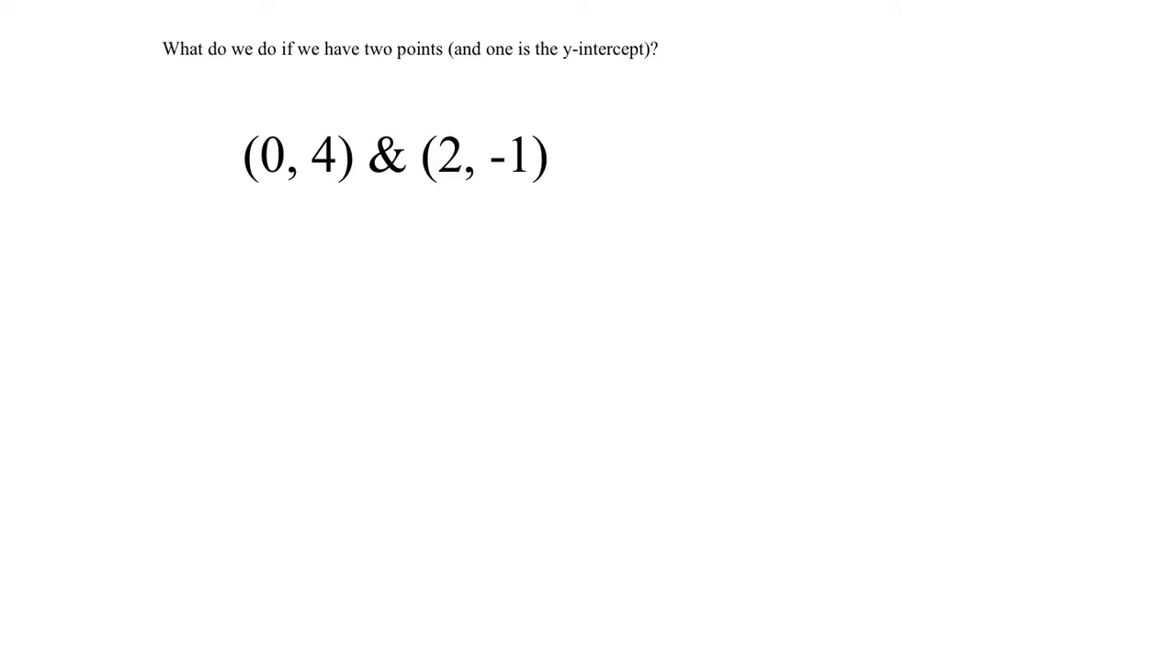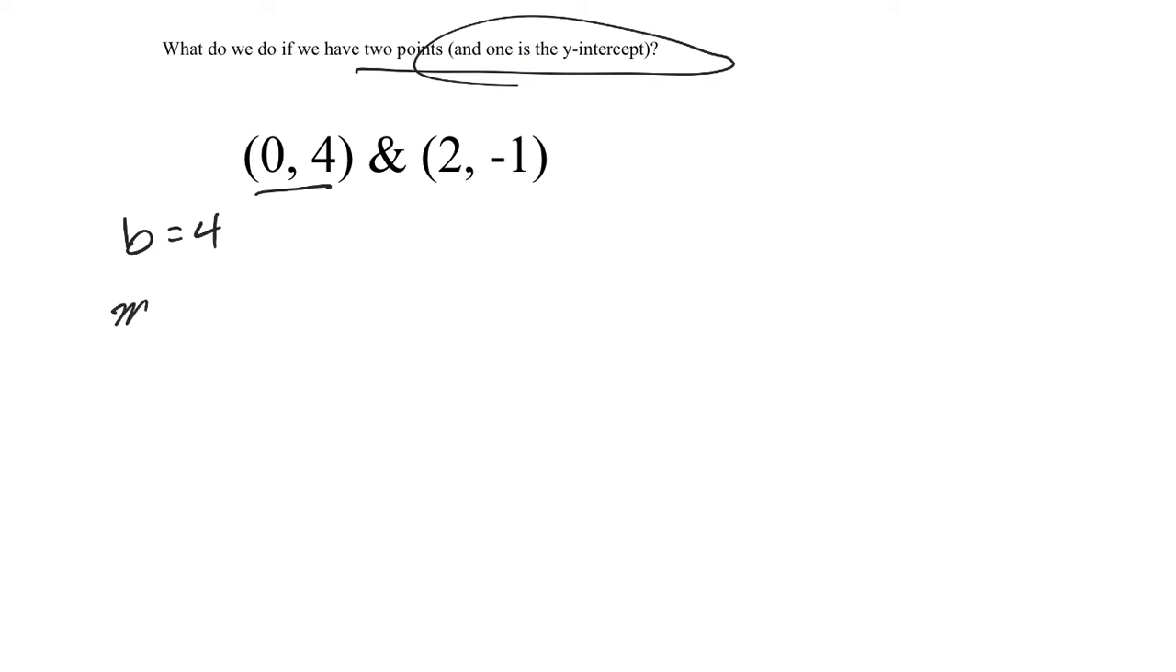Oh boy. What do I do if I have 2 points and 1 is the y-intercept? So this is the y-intercept, which means b equals 4. But what does m equal? Well, I don't know, but I have a formula to help me find out. And here's where I have to do a little bit of work. x1, y1, x2, y2. I always label. That way I stay organized. And then I'm just going to plug in what I know.